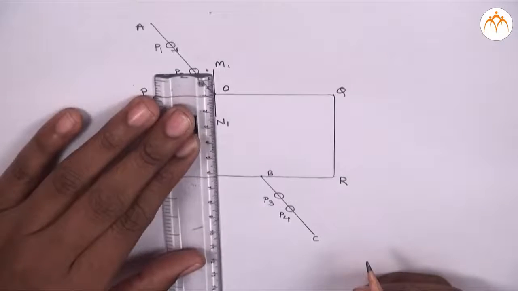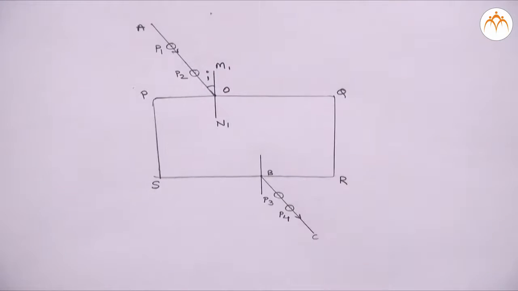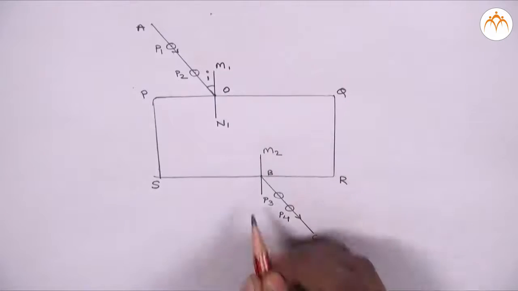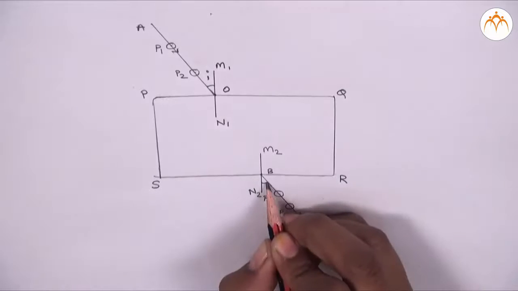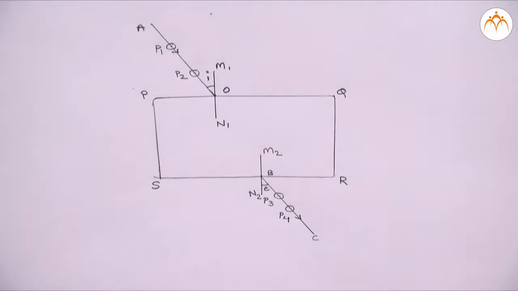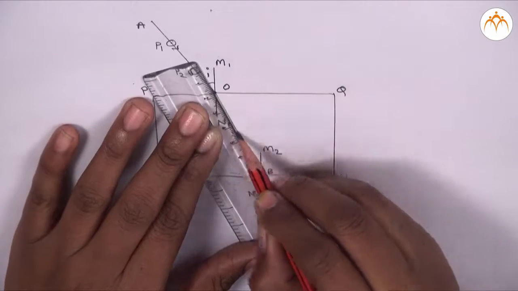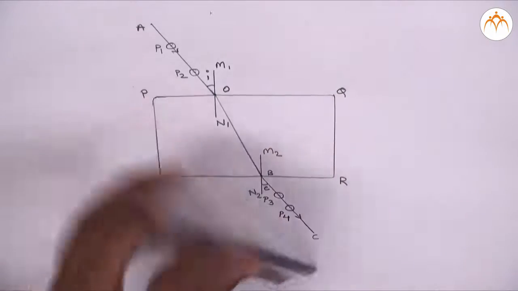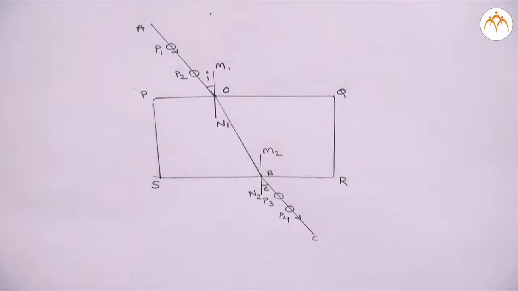We draw a normal or perpendicular to SR at point B and name it M2N2. The angle between BC and M2N2 is called the angle of emergence. We have to measure this angle also and write it down. Join point O and B. Ray OB is the actual path of the ray through the glass slab.